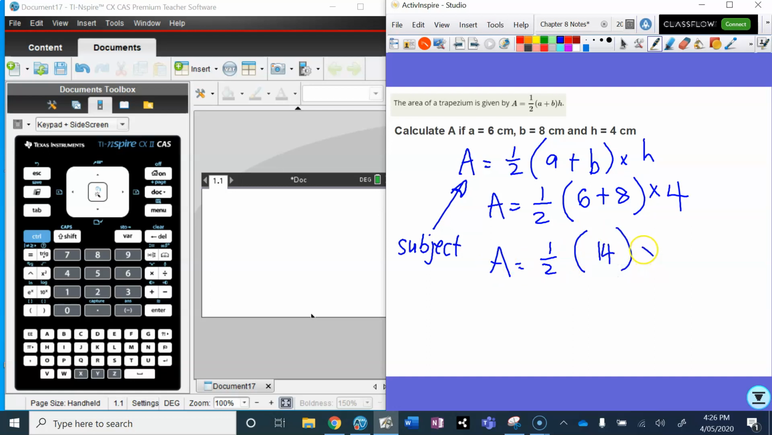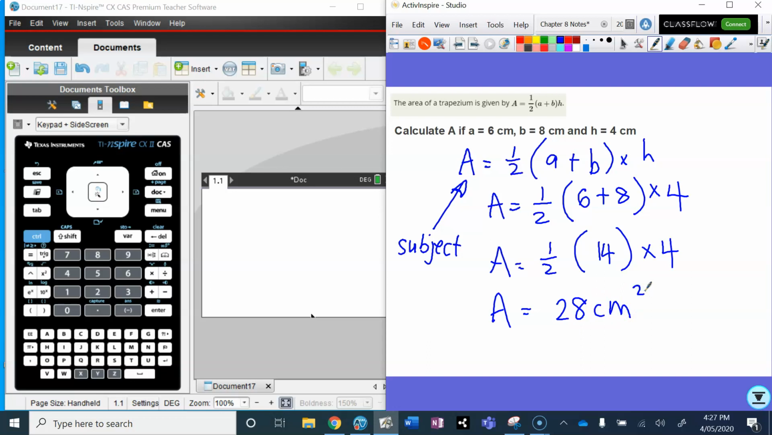So the area is going to be a half of 14 times 4. Easiest way to simplify that, I think, is either to go a half of 4 is 2 and go 2 times 14, or to go a half of 14 is 7 and 7 times 4 is 28. Okay, so half of 14, 7, 7 times 4, 28, and because it's an area, centimetres squared.